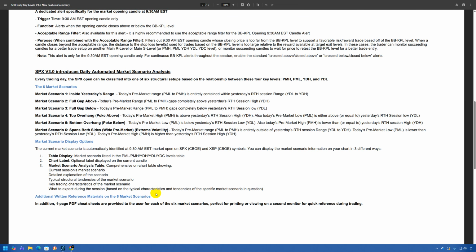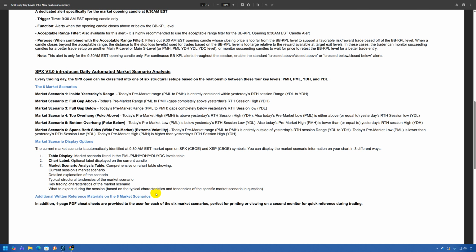There are several different market scenario display options. The current market scenario is automatically identified by the indicator at 9:30 a.m. Eastern market open on either your chart being on the SPX CBOE symbol or the XSP CBOE symbol. You can display the market scenario information on your chart in 3 different ways. One is a table display. The market scenario is listed on the levels table for the PML, PMH, YDH, YDL, and YDC levels. Secondly, you can display it on a chart label, an optional label displayed on the current candle.